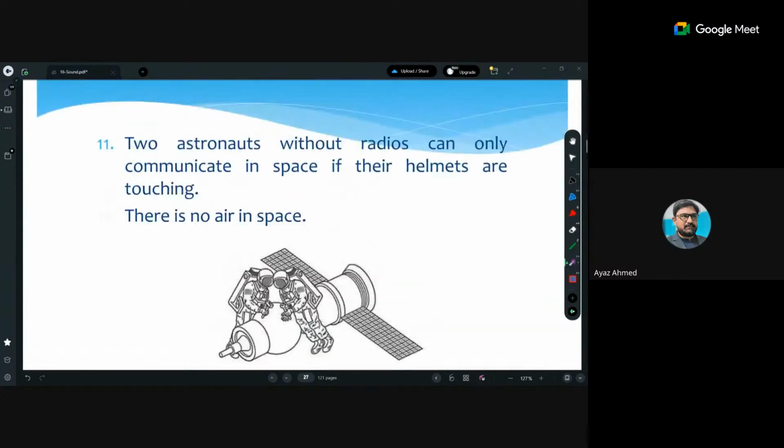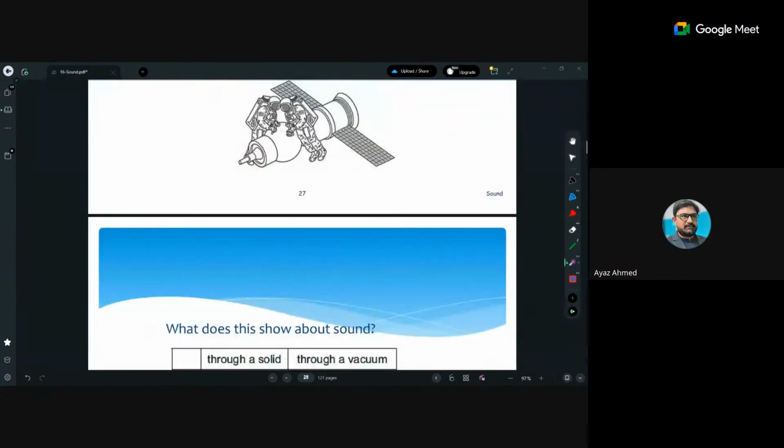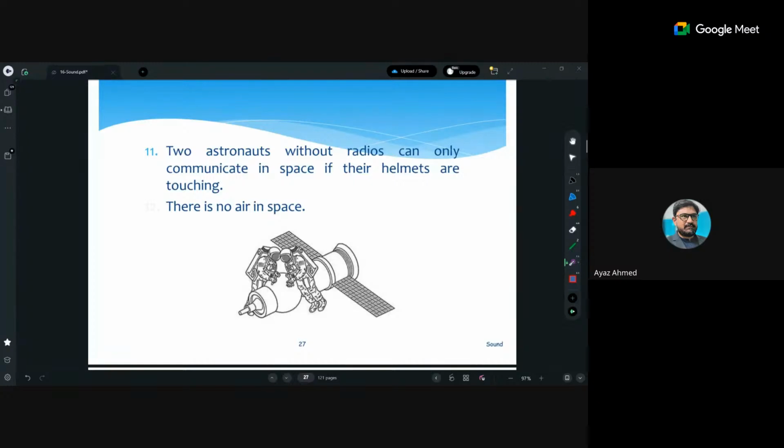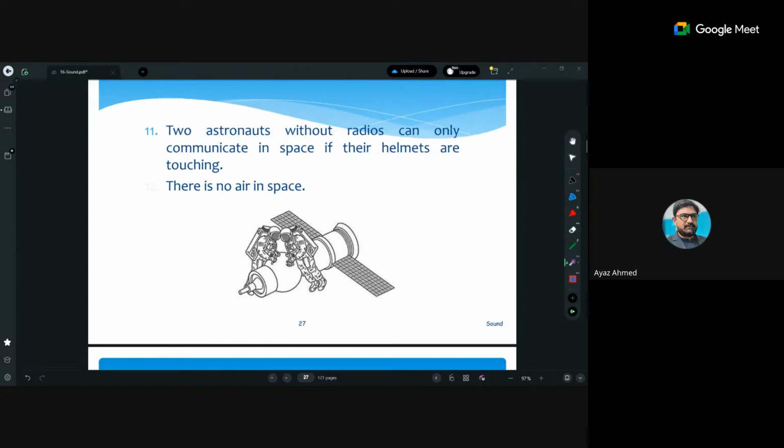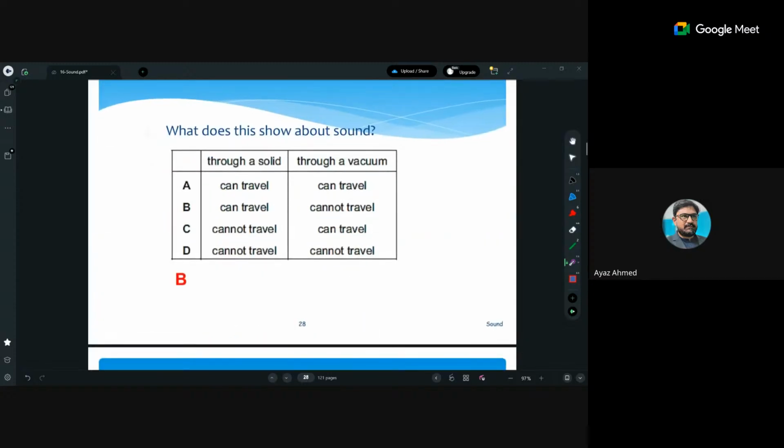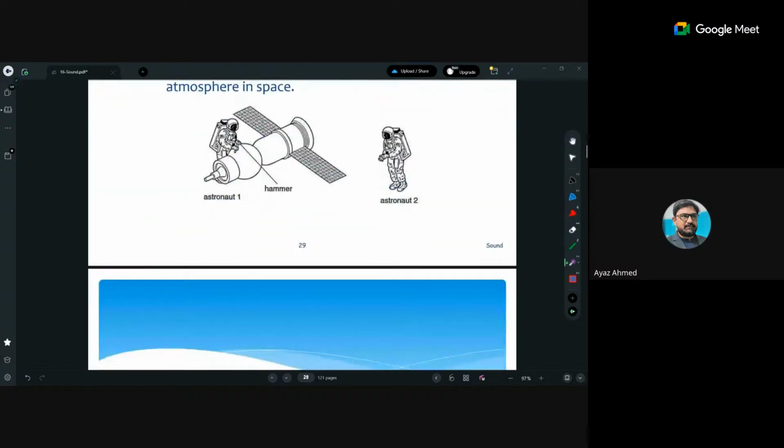There are two astronauts without radio. Radios can only communicate in space if their helmets are in touch. If they just touch their helmets, then the sound will travel through the helmets. In this way, they can communicate with each other because sound can pass through solid, but it cannot pass through vacuum.